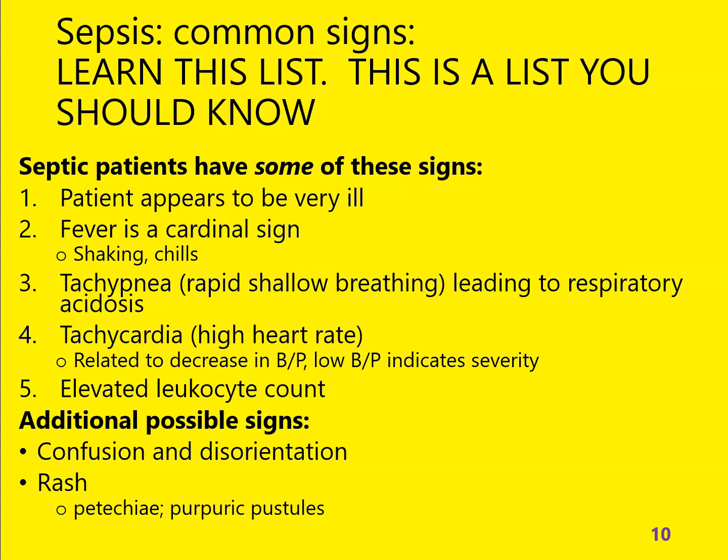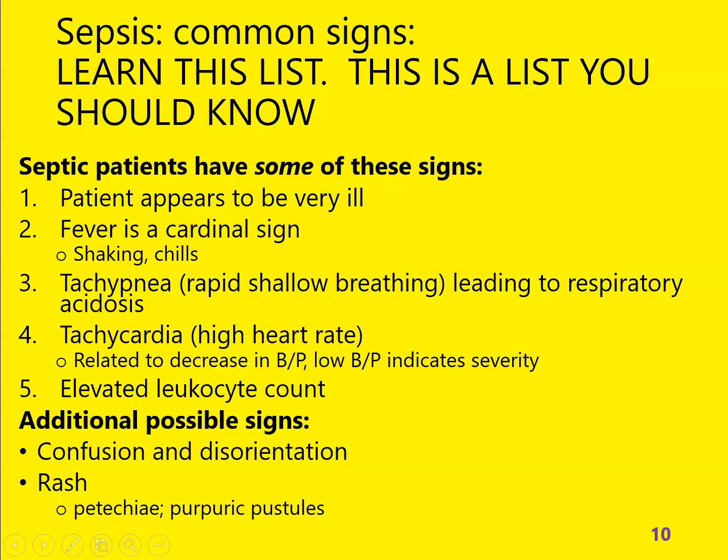Ultimately, the problem is that it doesn't always look the same. Like I said, different microorganisms and different people's immune responses will lead to different signs. So you cannot ever assume that you will see all of a certain sign. Not every sepsis patient will have all of these signs. But if you see someone who looks very ill and has fever, rapid breathing, rapid heart rate, and high white blood cell count, all of these signs, that is a very good indicator that they have sepsis.